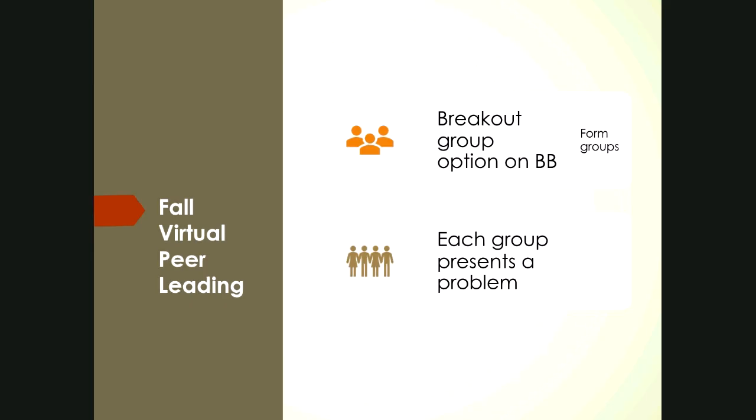In the fall, I plan to do virtual peer leading. And I will be doing the virtual peer leading using Blackboard Collaborate Ultra. And I also plan to use the breakout group option on Blackboard Ultra. I'm going to use it to assign formal groups of 3 to 4 students in the peer leading sessions. That way, the students can work with their group members on the chemistry problems.